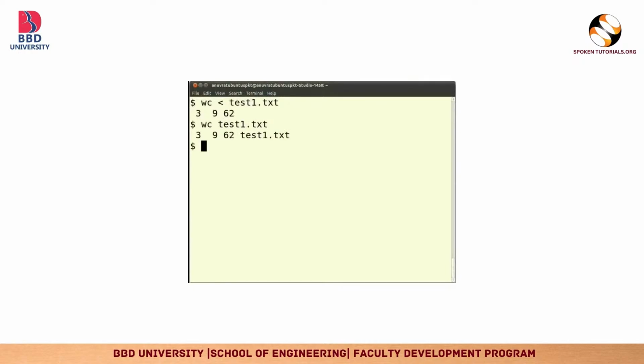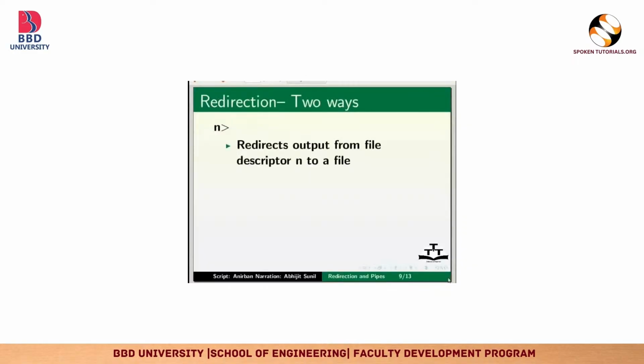So what is the difference? When we write wc space test1.txt, the command opens the file test1.txt and reads from it. But when we write wc space left angle bracket test1.txt, wc still does not get any file to open. Instead, it looks to pick up the input from standard in. Now we have redirected standard in to the file test1.txt. Hence, the command reads from test1, but actually it is unaware as to from where the data is coming to standard in. So we have seen how to redirect standard input.